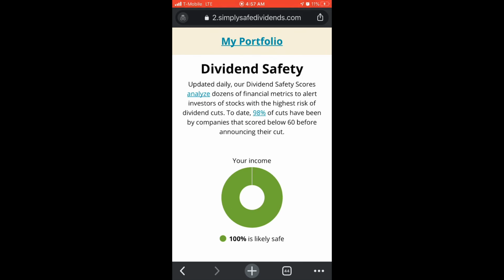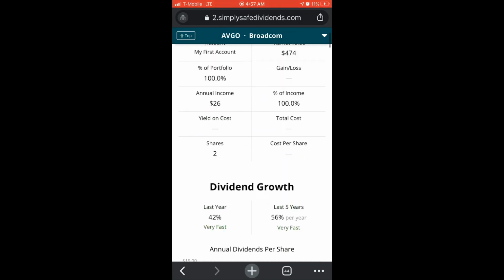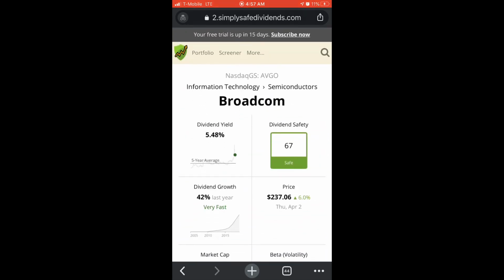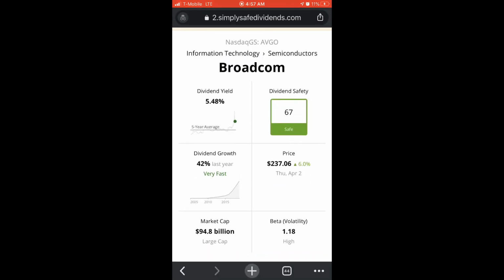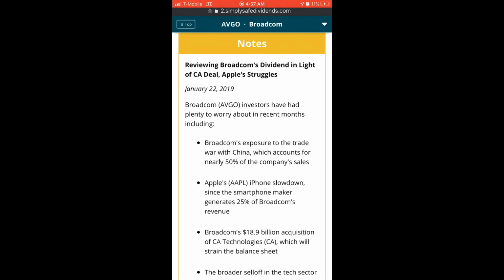No stock has 100% dividend safety. The maximum it goes is 99%, so 98 is very safe. Anything above 60 is good, and AVGO is 67. Anything above 60 is good, so it's considered safe. They've been growing the dividend very fast, 42%. So you can read all the information here. It shares a lot of information here.